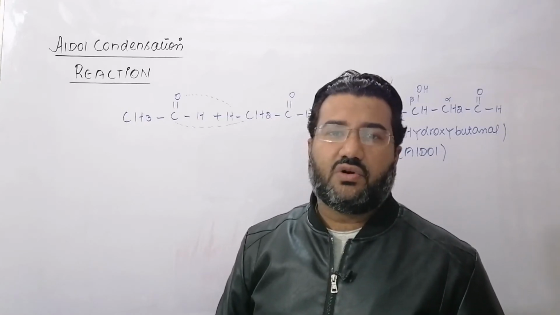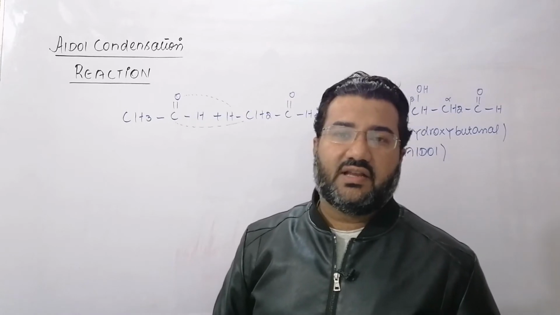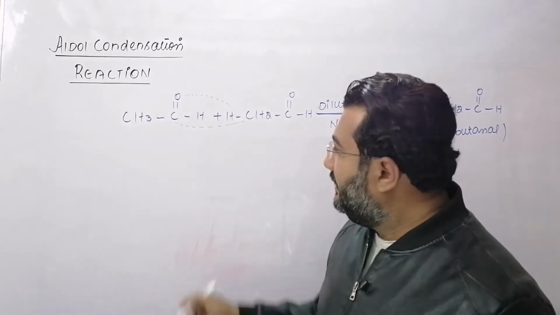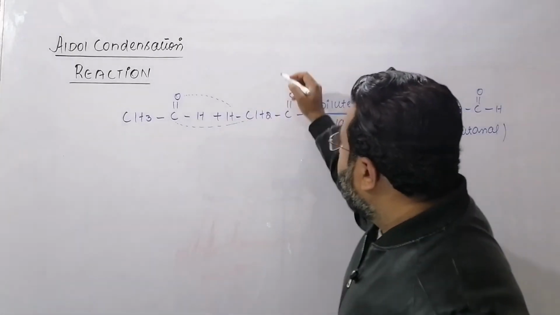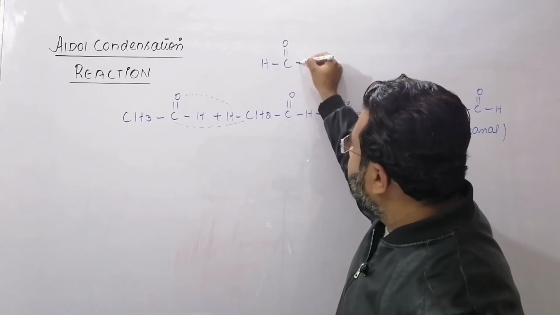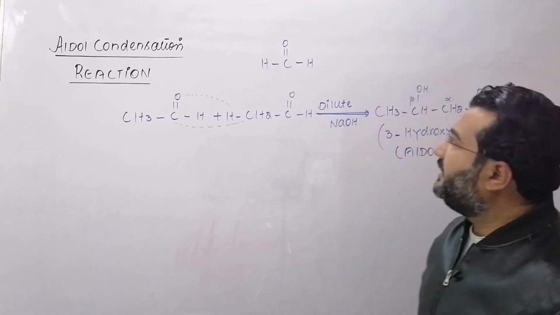My dear students, there are some aldehydes which are non-enolizable aldehydes, meaning they do not have any alpha hydrogen, so they do not show the aldol condensation reaction when provided with the dilute basic medium. For example, the 2 most common examples are formaldehyde.